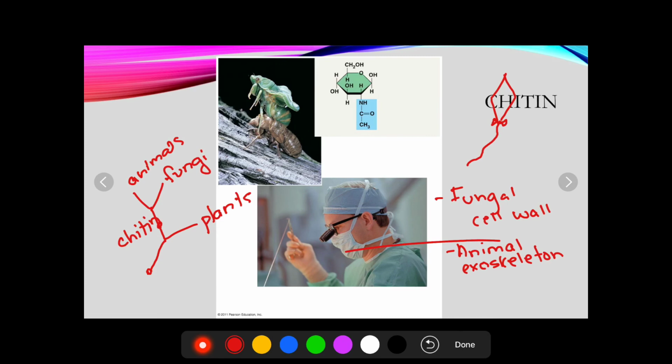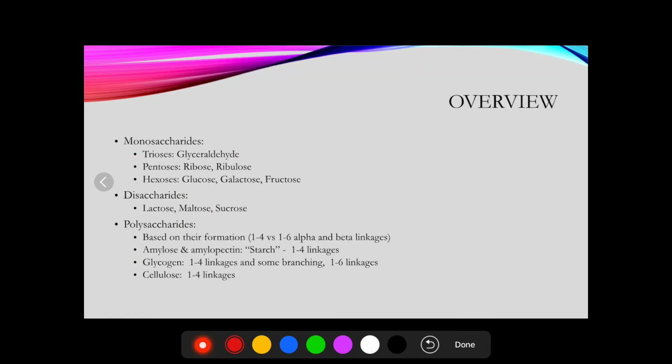Okay. All right. With that, let's go over a quick overview. Monosaccharides are single sugars. Disaccharides are 2 sugars combined. Polysaccharides are a whole crap ton of sugars. Polysaccharides that we're worried about are all composed of glucose. I would expect you to be able to name an example of each. And if I gave you an example of a monosaccharide, I would expect you to know that it's a monosaccharide.